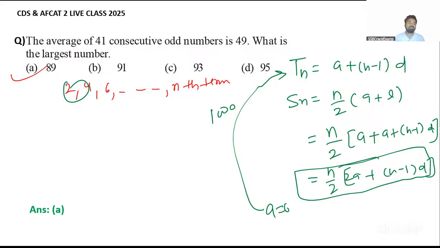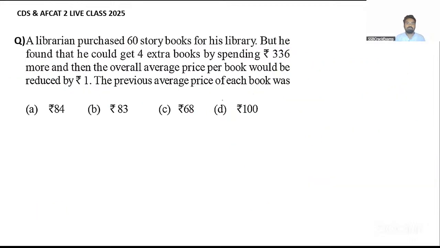All right. A librarian purchased 60 storybooks for his library, but he found that he could get 4 extra books by spending 30 more, and then the overall average price would be reduced by 1. So try to do this question. If not, then let me know.